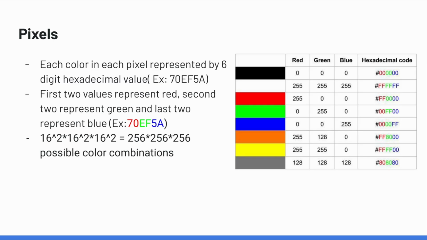So as we said before, each color in a pixel is represented by a certain number of binary values. So usually, particularly when working with bitmap images on a computer, each color is represented by a 6-digit hexadecimal value, which corresponds to about 24 bits. And these are examples of the types of hexadecimal codes we might use to display different colors. So the first two values in this hexadecimal code are going to represent red, the second two are going to represent green, and the last two represent blue. Something like this. And given what we know about hexadecimal, that means we have this number of possible color combinations, right? So 256 to the power of 3 is going to be our possible color combinations.